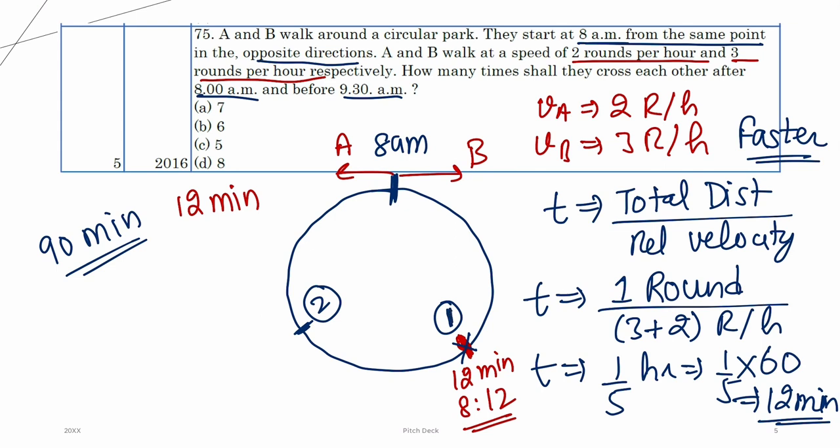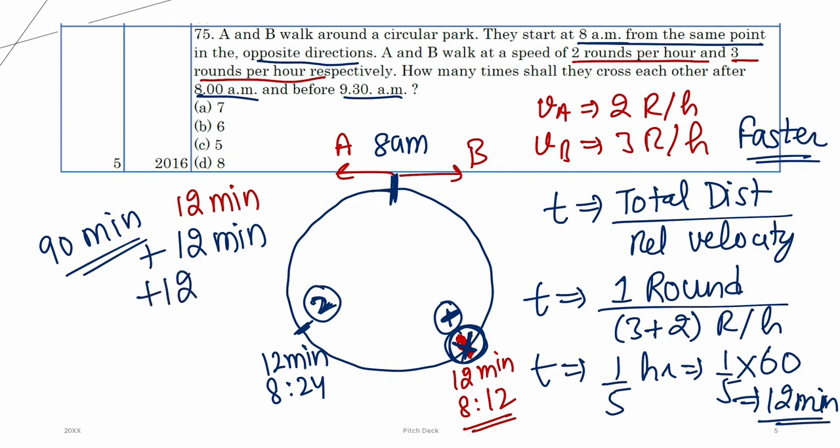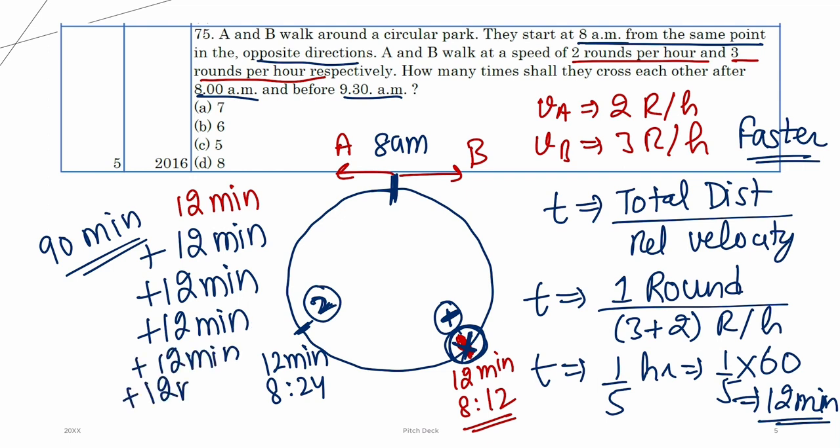So this is where they met for the first time. The second time is when they meet again, considering this as the starting point. If this is the starting point, they are going to meet after 12 minutes again. That means 12 minutes have passed again, and at 8:24 they are going to meet for the second time. Again, after 12 minutes, they meet for the third time. 12 minutes again, 4th time. 12 minutes again, fifth time. 12 minutes again, sixth time.